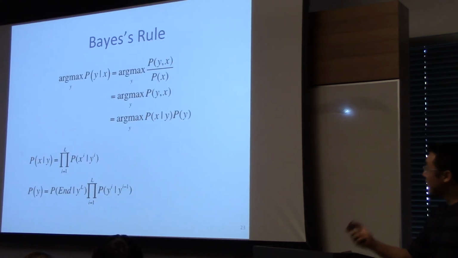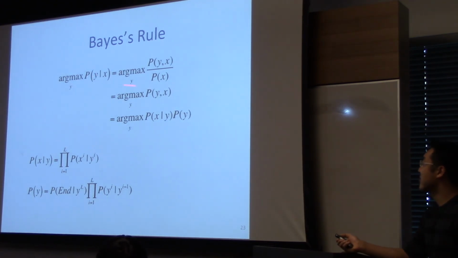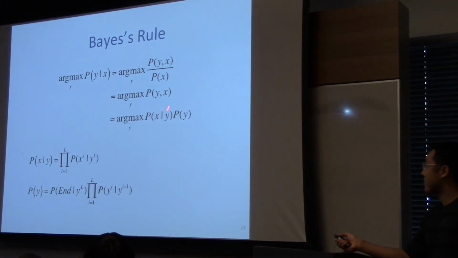Just a reminder about the Bayes rule. If you want to solve for the y that maximizes this probability, it's equivalent just via Bayes rule to finding the y that maximizes p of x given y times p of y. And if you look at the Markov model's independence assumptions, this is a lot easier to think about. We know that p of y factorizes into this, and we know that p of x given y completely factorizes in an independent way.